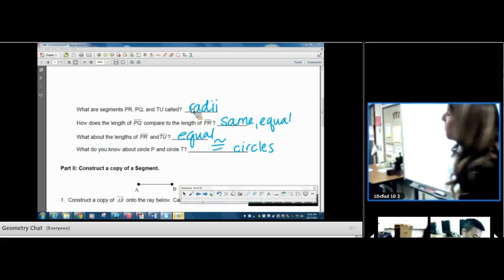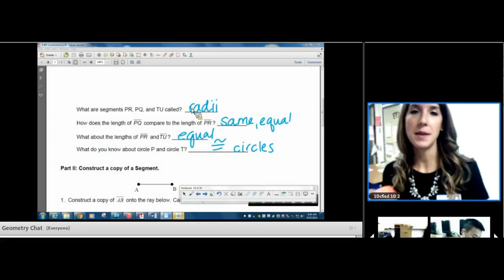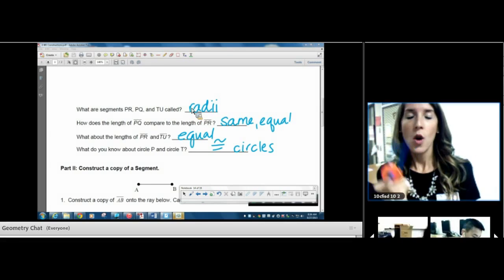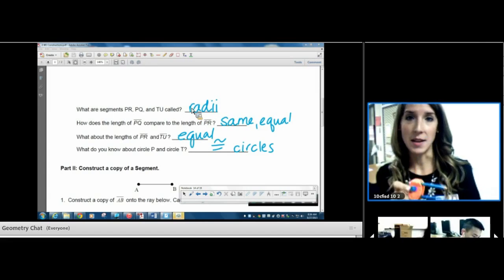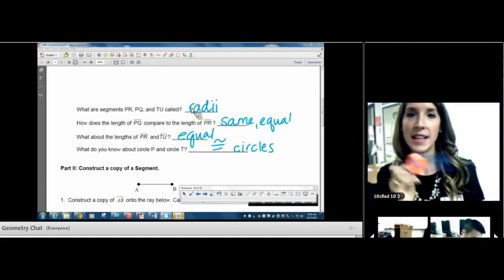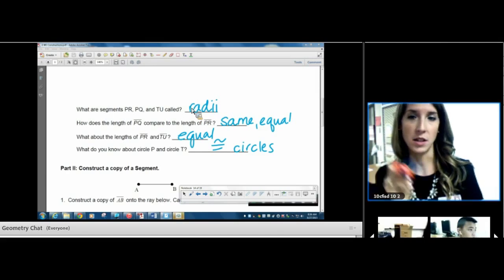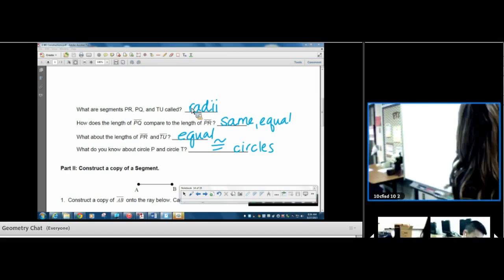Okay, so that was kind of giving you some insight as to how we're going to duplicate a segment using circles. That's how we're going to duplicate a segment using circles. So let's see what that looks like down here.